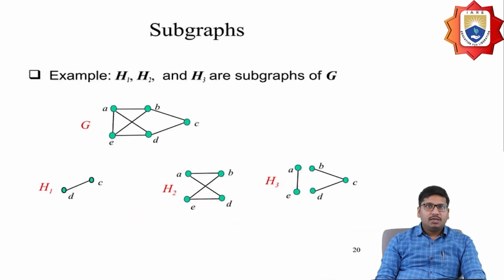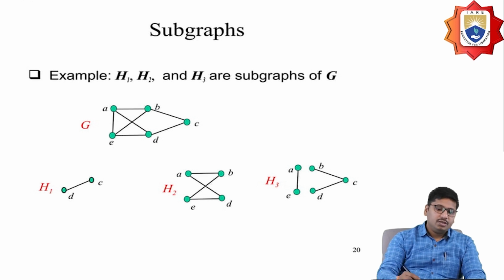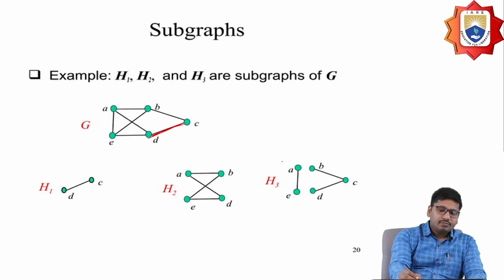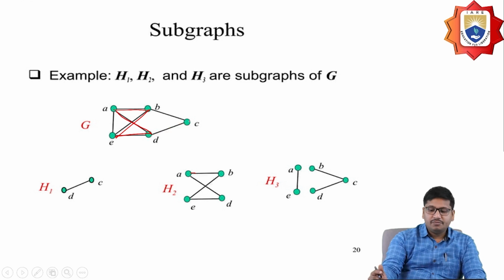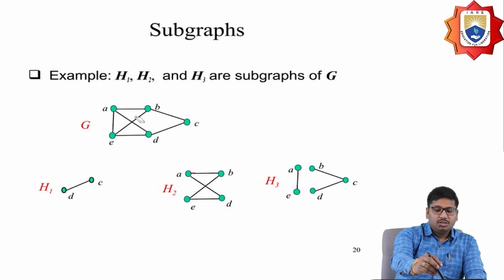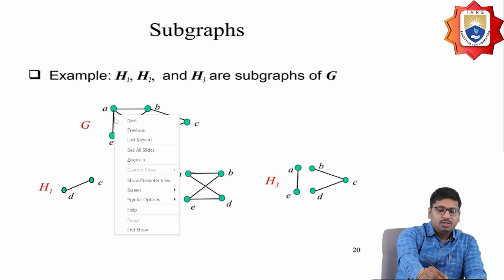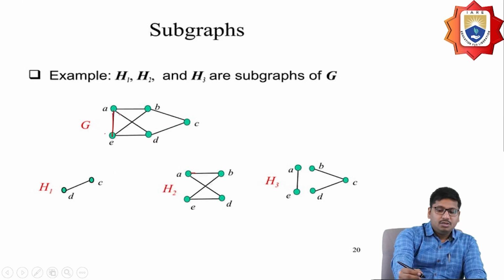So let us consider an example like this. We are going to have graph G, and here H1, H2, H3 are the subgraphs of the graph G. So CD is one of the subgraphs, and AB, BE, ED, and E is also another subgraph of the graph G. And these two are also different ones. So this is a subgraph, and this is a subgraph.